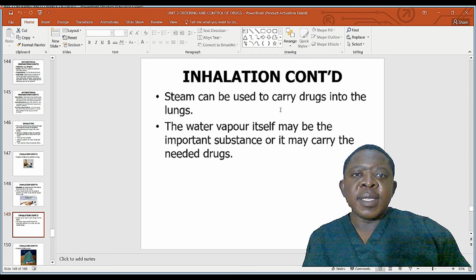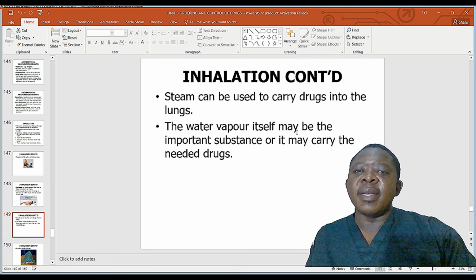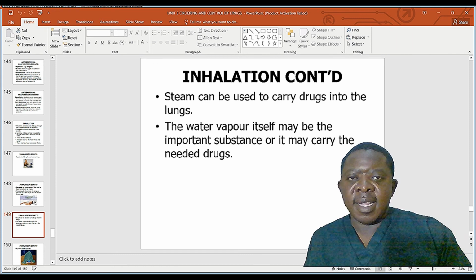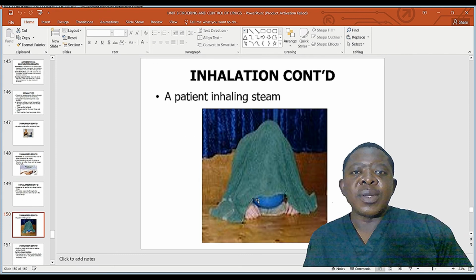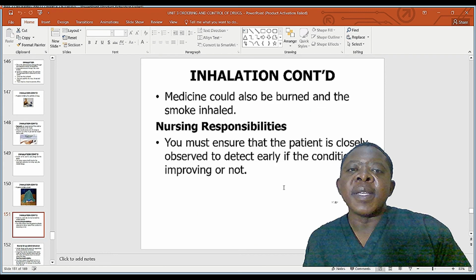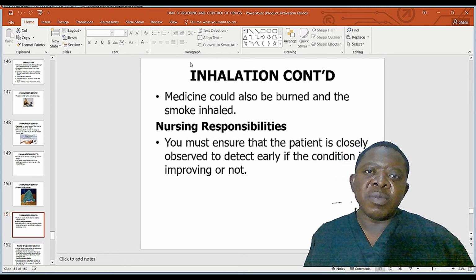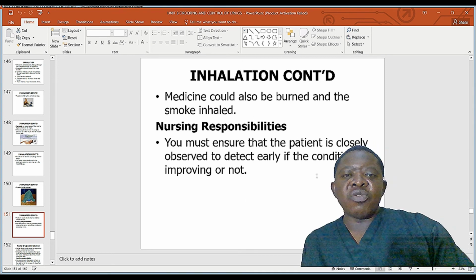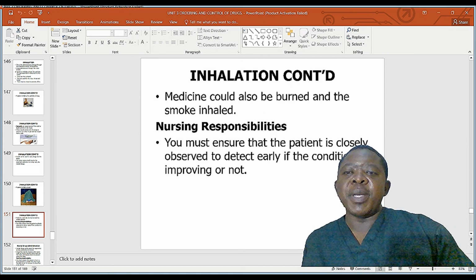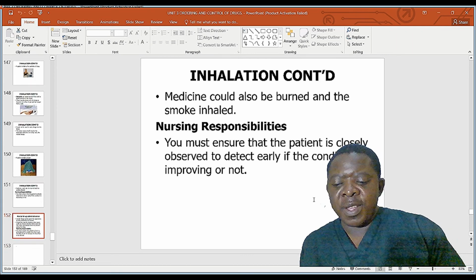Steam can be used to carry drugs into the lungs. The water vapor itself may be the important substance, or it may carry the needed drugs. Here we have an example of a patient who is doing some steaming. Medicine could also be burned and the smoke inhaled; we have such instances. But what are the responsibilities for inhalation of drugs? You must ensure that the patient is closely observed to detect early if the condition is improving or not.